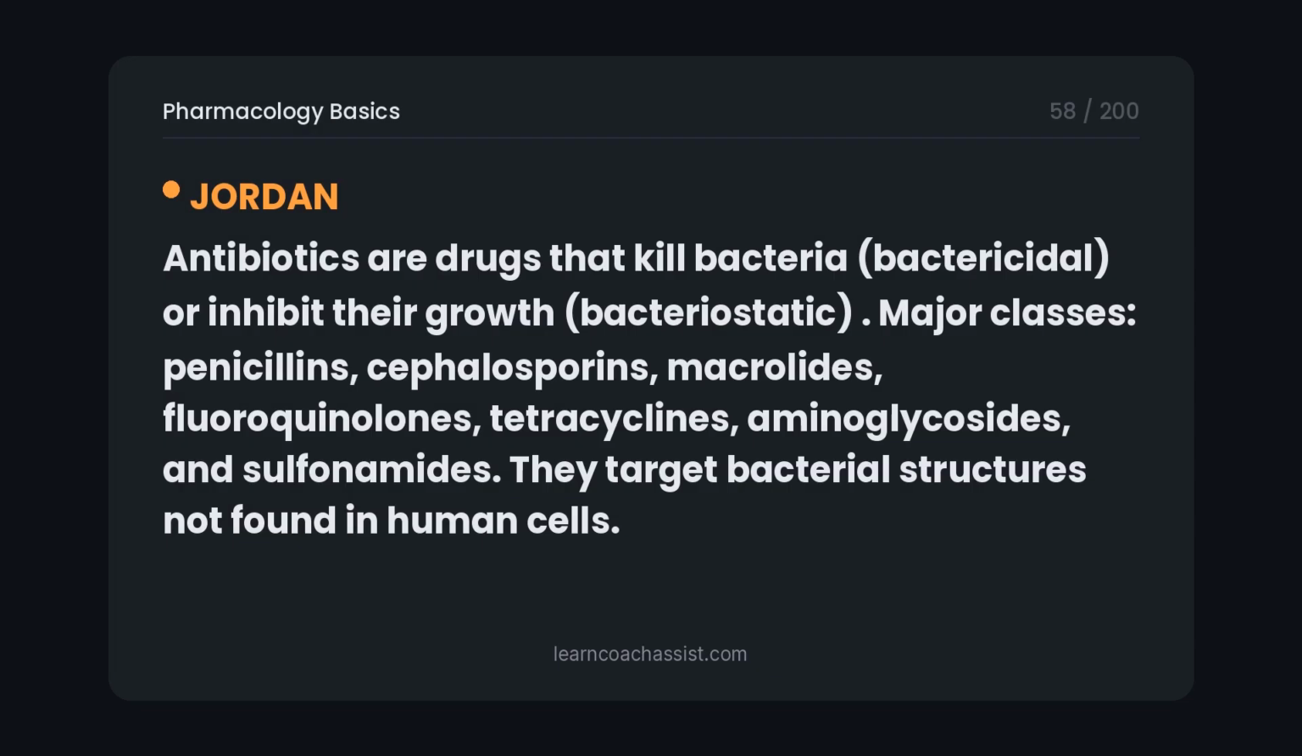What are antibiotics? Antibiotics are drugs that kill bacteria, bactericidal, or inhibit their growth, bacteriostatic. Major classes: penicillins, cephalosporins, macrolides, fluoroquinolones, tetracyclines, aminoglycosides, and sulfonamides. They target bacterial structures not found in human cells.